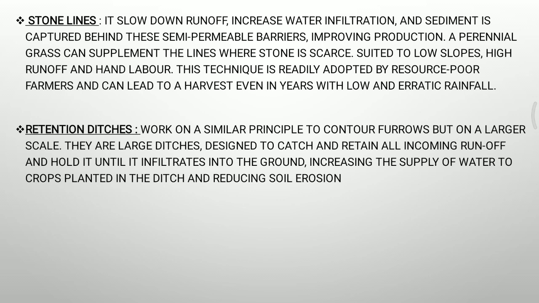Okay, so a perennial grass supplement. If we don't have any stones, we can also make use of grass, or we can also plant grass. This technique is readily adopted by resource poor farmers and leads to a harvest even in years with low and erratic rainfall. So as we have built stone lines or a border, the water stays there and it again recharges the plants, or irrigation can be done easily over there.